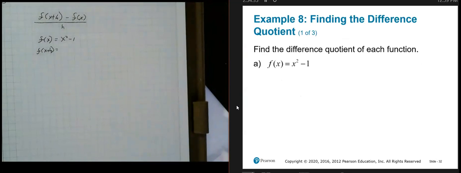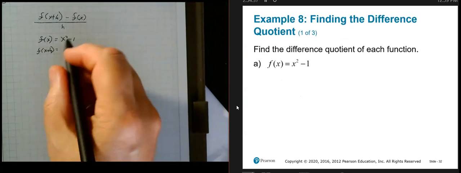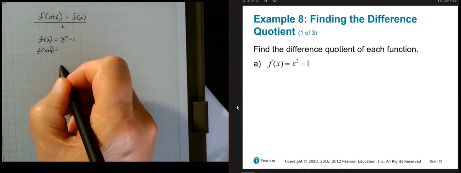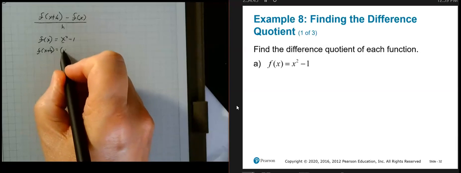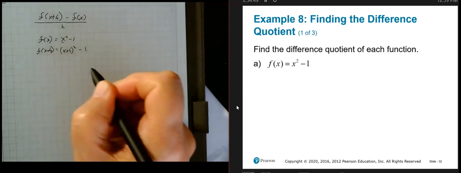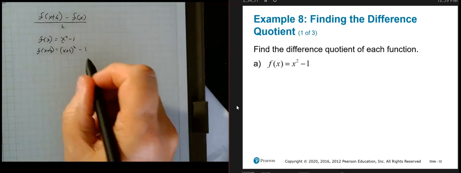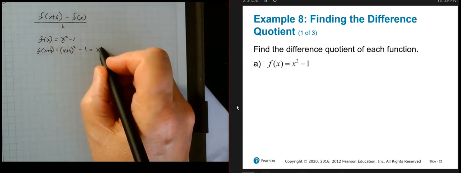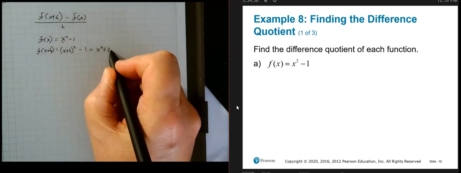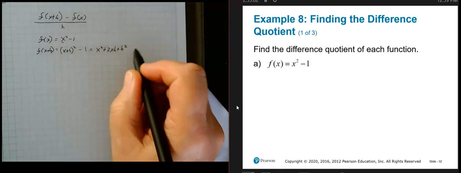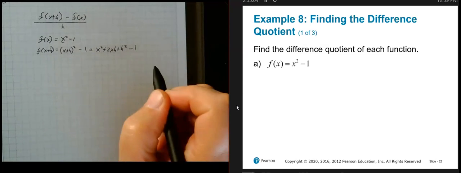All right, to find out what that is, that means I'm going to have to put x plus h in place of x. So this becomes x plus h squared minus 1. I go through the process of squaring that binomial, which gives me x squared plus 2xh plus h squared. And then I have the minus 1.